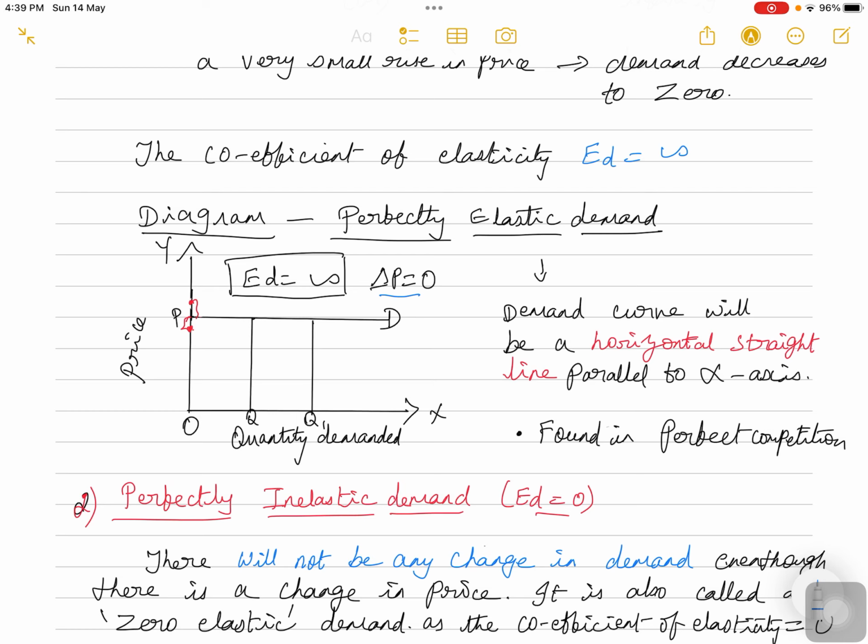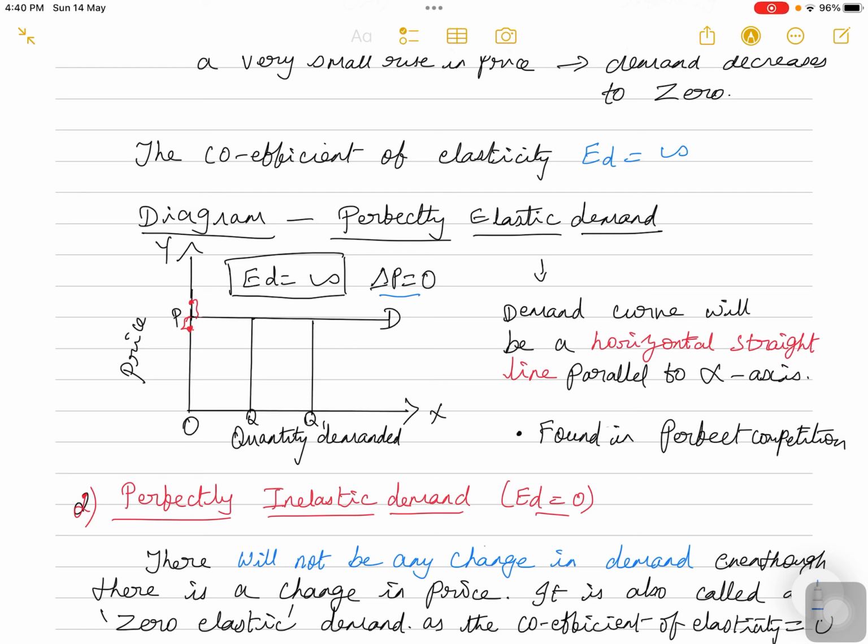For some of the commodities, demand is totally changing, for some it is not changing at all, for some commodities it is changing more than the price, for some it is changing lesser than the price, and for some it is changing equally to the change in price. So depending upon the nature of the commodity, and so many factors, the numerical value of the elasticity of demand of a particular commodity will change.